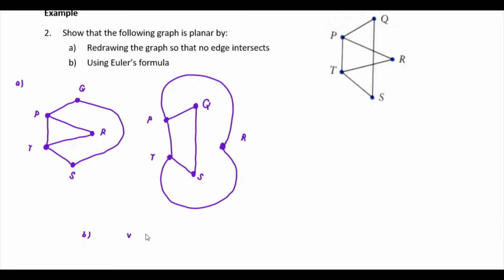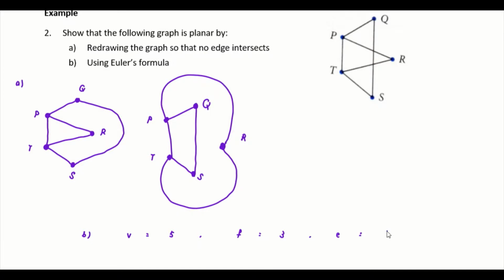So V is equal to the number of vertices: 1, 2, 3, 4, 5. So no matter which one you are drawing, it's still 5, right? Then after that, faces. So you see 1, 2, 3 outside. Same thing, 1, 2, 3 outside. So no matter which graph you are drawing, it still gives you three faces. Then how many edges do you have? Just now we counted six: 1, 2, 3, 4, 5, 6. Same thing, 1, 2, 3, 4, 5, 6.